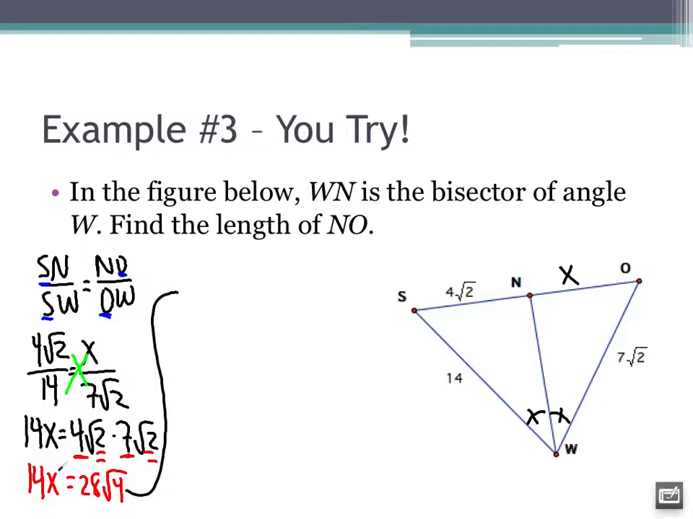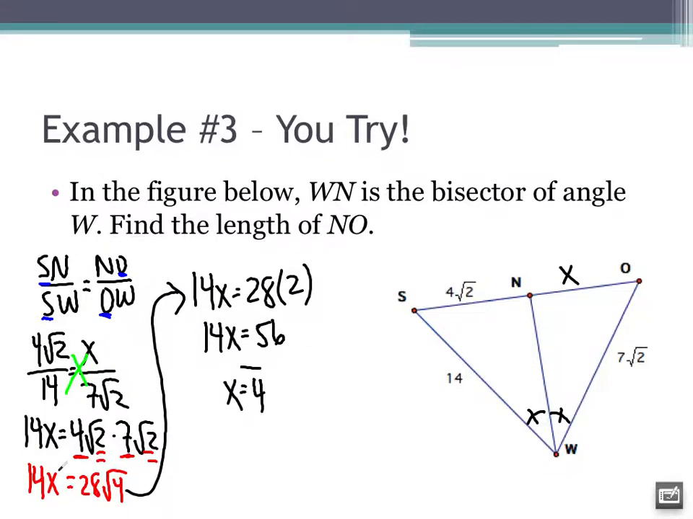And I'm going to continue this up here. 14x is equal to 28 multiplied by 2, because root 4 is the same thing as 2. 14x is equal to 56. Dividing by 14, I get x is equal to 4. So in this case, NO is 4.